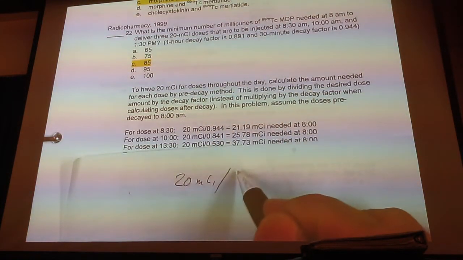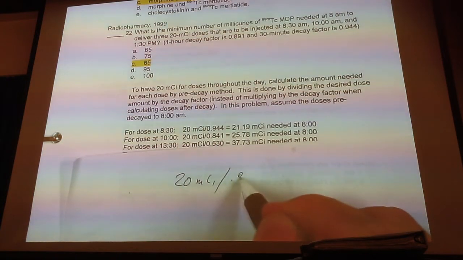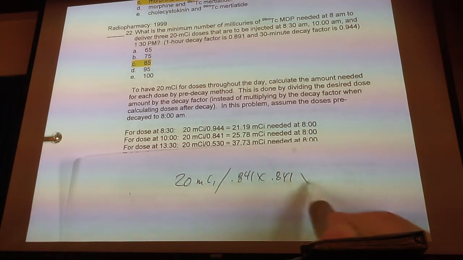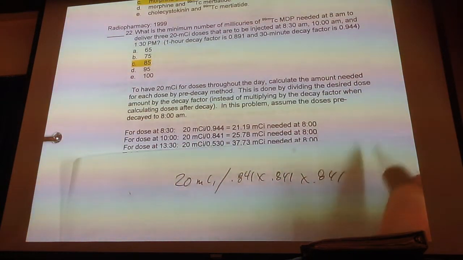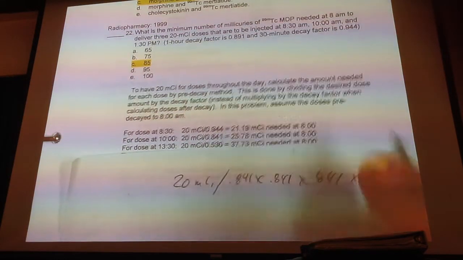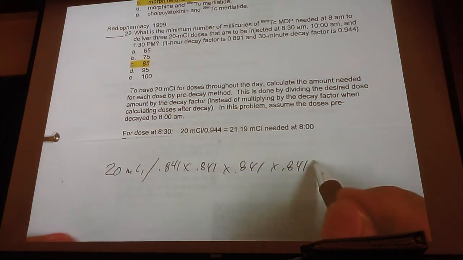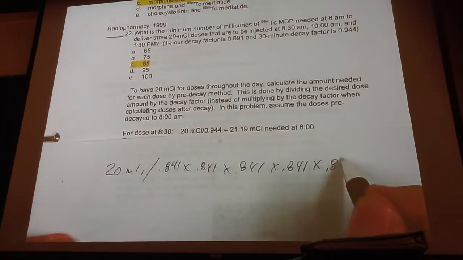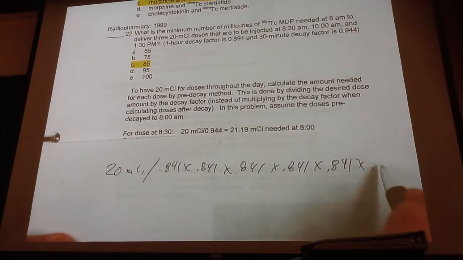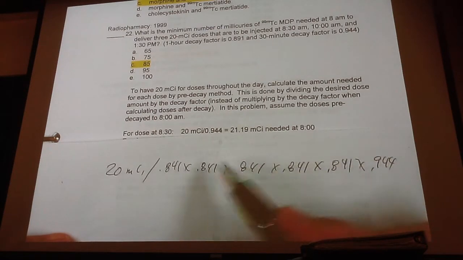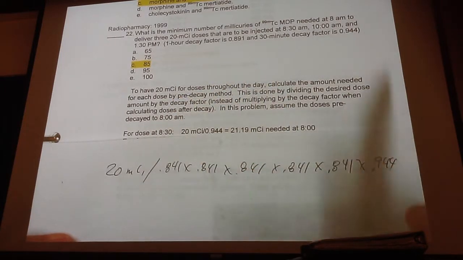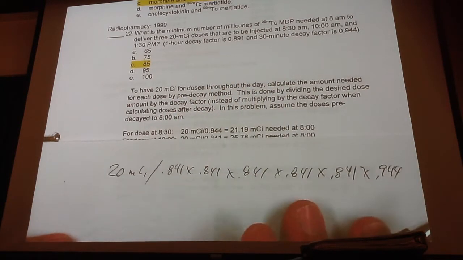Okay, so you would have had, here's 1 hour, 2 hours, 3 hours, 4 hours, 5 hours, and then if there's a half an hour, you multiply it times 0.944. Okay, you multiply all those together and you should get 0.530. Because what would be the other way you would do that?